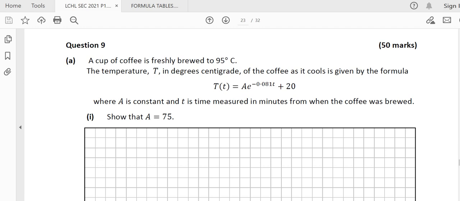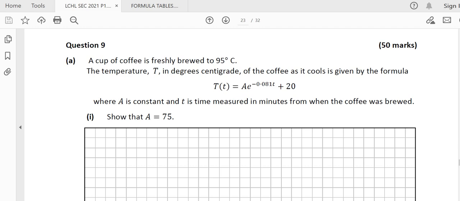A cup of coffee is freshly brewed to 95 degrees Celsius. What does that mean? Well, we understand cup of coffee. Where do we make cup of coffee? Well, let's think about our kitchen. There is a coffee machine, or it's a coffee in the, I don't know, French press, whatever you make coffee in. It's brewed, meaning that when you put hot water into it, the temperature of that coffee is 95 degrees.